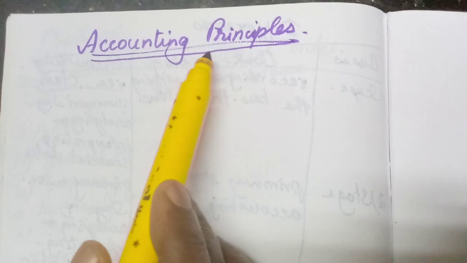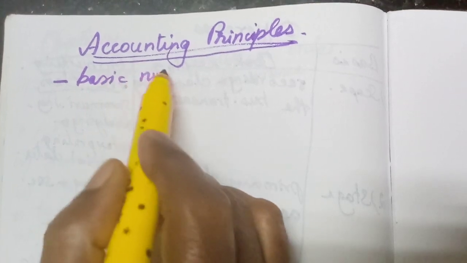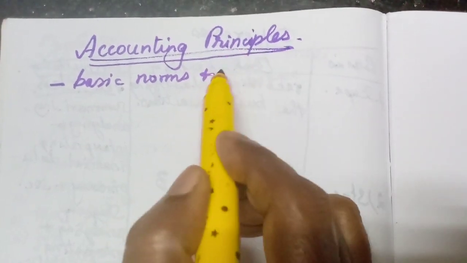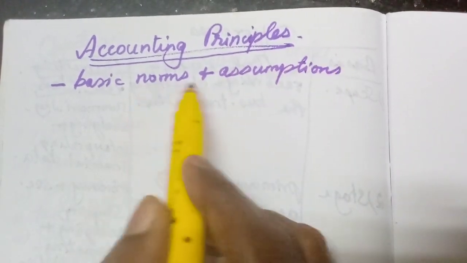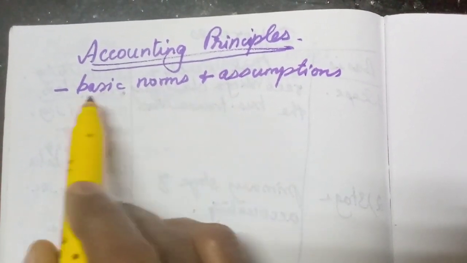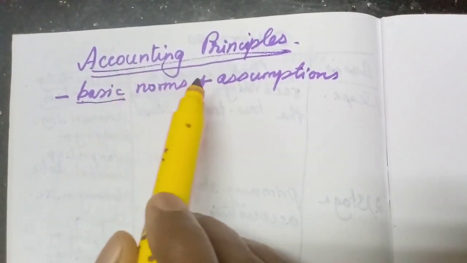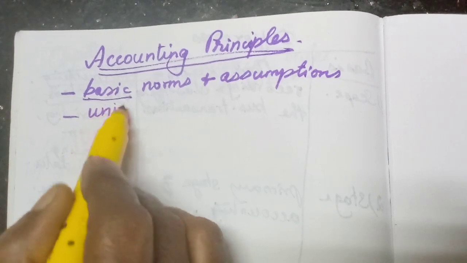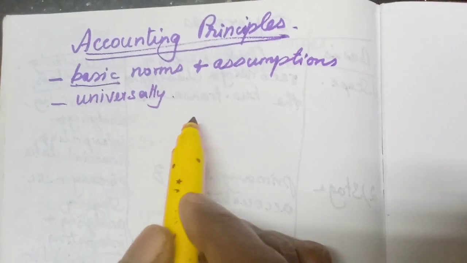So what is the meaning of principle? Accounting principles are the basic norms or conditions. Norms means rules and regulations, and assumptions. That means the conditions. Basic norms and conditions are developed to establish the accounting system. They are the basis of the accounting system. These accounting principles are accepted universally. Throughout the world, they will follow these basic norms and assumptions.